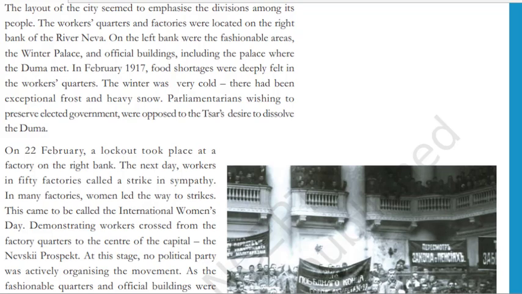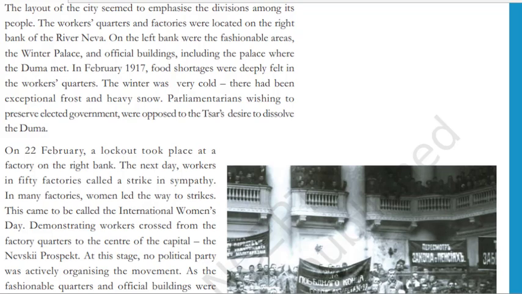Parliamentarians wishing to preserve elected government were opposed to the Tsar's desire to dissolve the Duma. On the 22nd of February, a lockout took place at a factory on the right bank. The next day, workers in 50 factories called a strike in sympathy. In many factories, women led the way to strikes. This came to be called the International Women's Day.